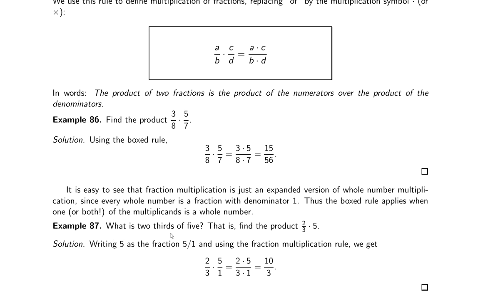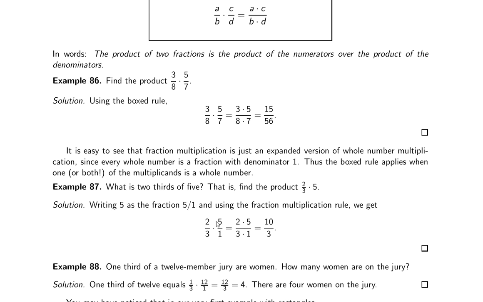This example, what is 2/3 of 5? Okay, so it's 2/3 of, again, means multiply. So it's 2/3 times 5. And then that trick again, 5 is 5 over 1. So we get 10 over 3.